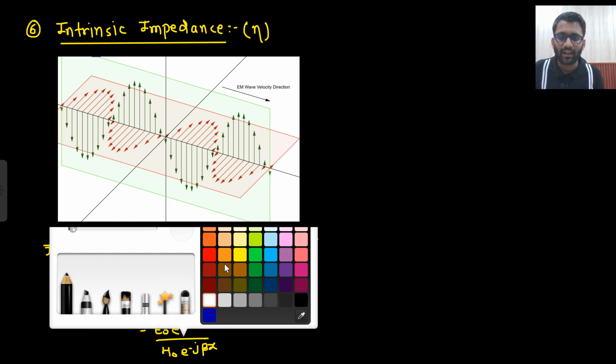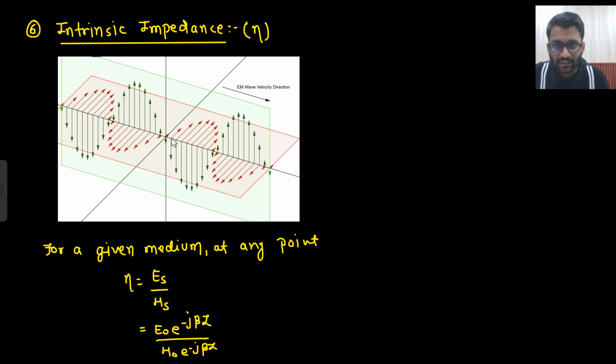Here there is a clearer diagram. You can see that this line and this line are in the same phase, this line and this line are in the same phase. That means they are traveling together. It's not that the E field is ahead, or the H field is lagging behind. There is nothing like that. This guy and this guy are traveling together. They will have the peak at the same time. So there is no phase difference.